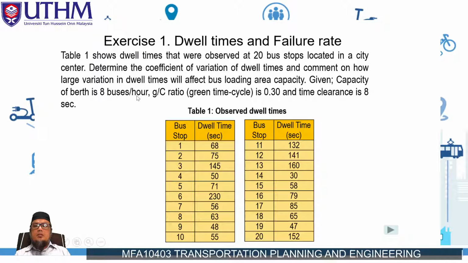Given additional information, the capacity of a berth, which is considered a loading area, is 8 buses per hour. K, the green time ratio, is 0.3, which is green time over signal cycle, and clearance time is 8 seconds. So we don't have to calculate the dwell time, it is given already from when they did the observation. So we just use these dwell times to calculate the coefficient of variation and also the failure rates.